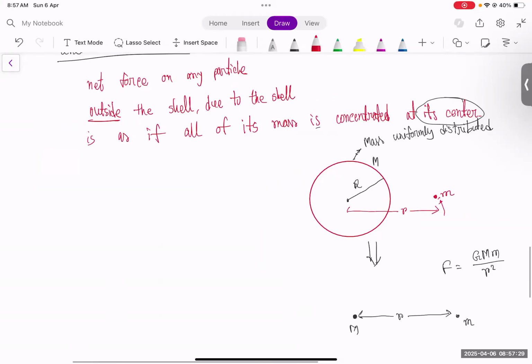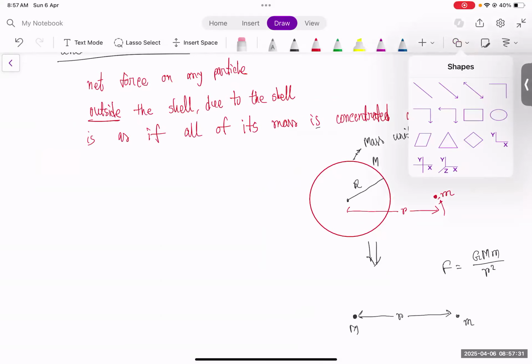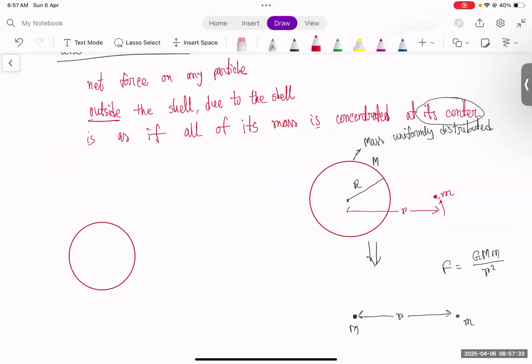Okay, so that helps us solve problems like this. Let's say we have two spherical shells. A's radius is 2r, B's radius is r, and the edge to edge distance is, let's say, L. A's mass is 2m, B's mass is m. And then I want to know what is the force between them.